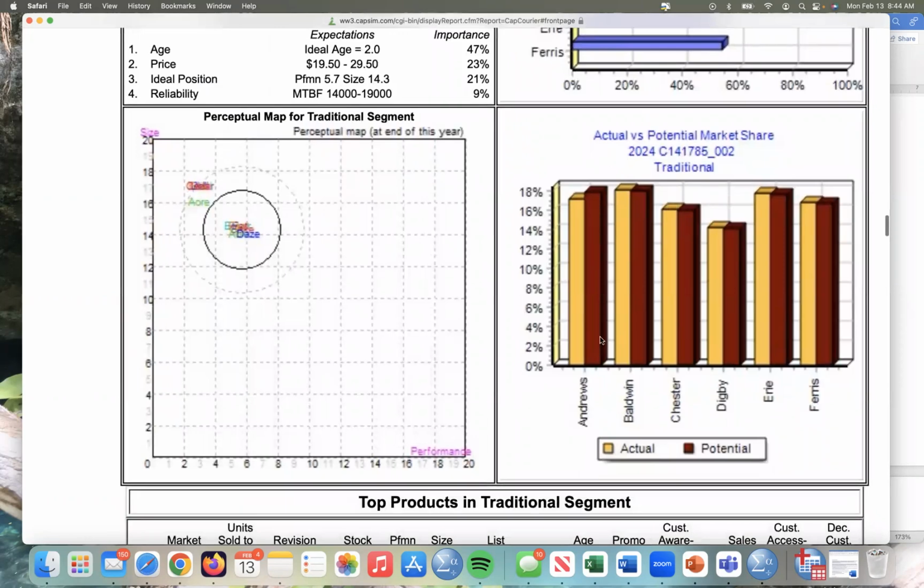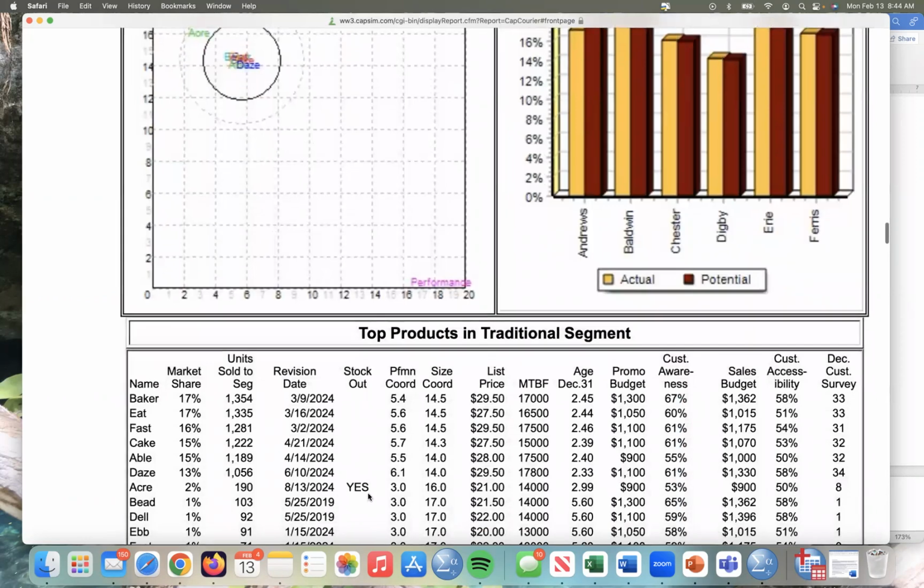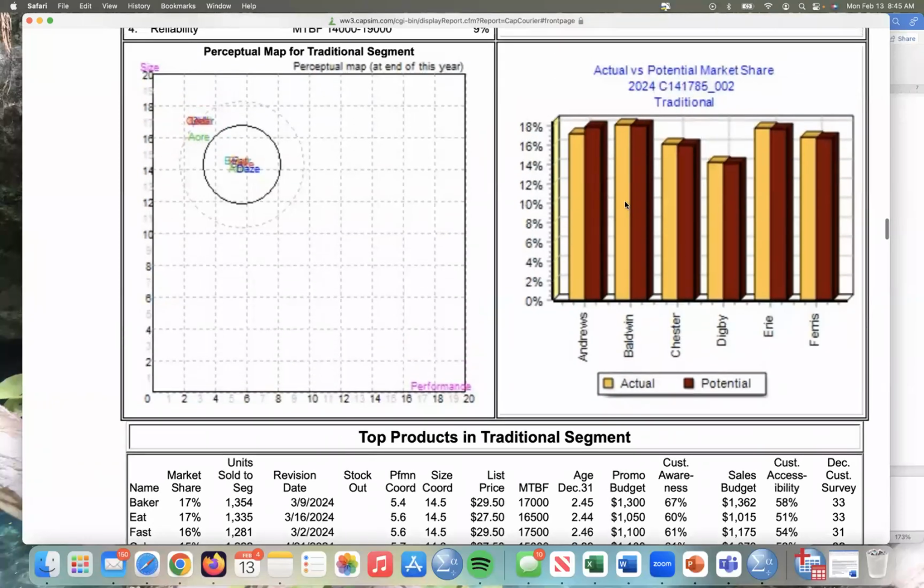The red bar represents your potential sales. The yellow bar is your actual. What this means is that we did in fact run out of stock. And you can see we did with the Acre product, we ran out of stock. With the Able, we did not. In the traditional segment, we did not. But we sold a little bit of our Acre product in the traditional segment as well. And that's the one that we ran out of stock.